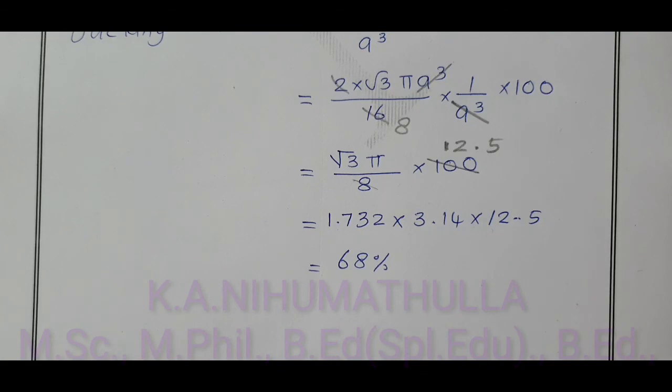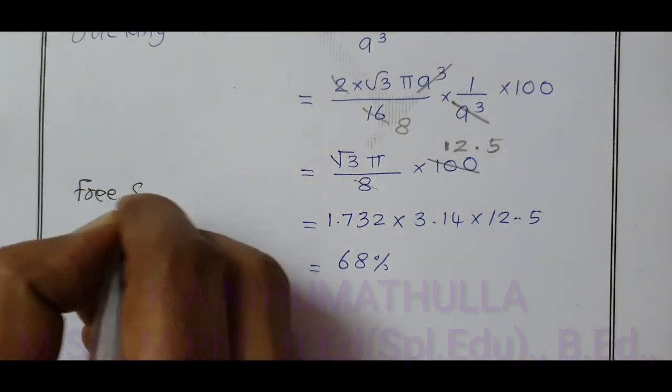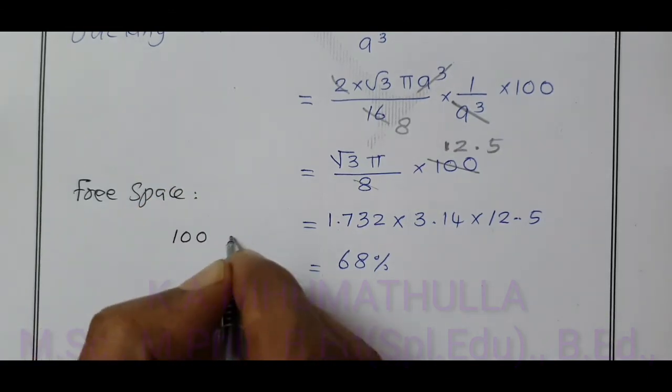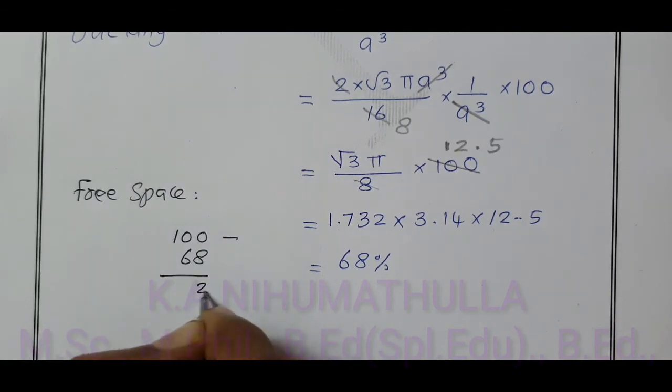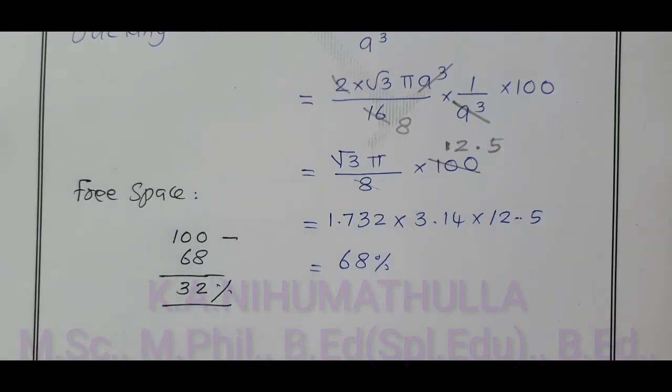How to calculate the free space? This is volume occupied by the spheres in the body center. Free space we can calculate by subtracting this quantity from 100. 100 minus 68 is 32 percent free space without any sphere, free space present in body centered. So, this is a very easy way to calculate the packing fraction in body centered cubic lattice.